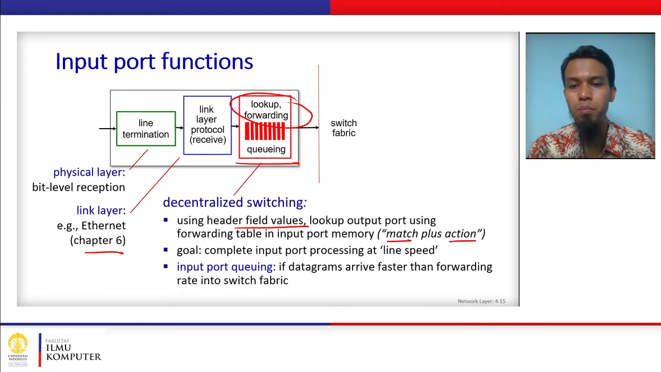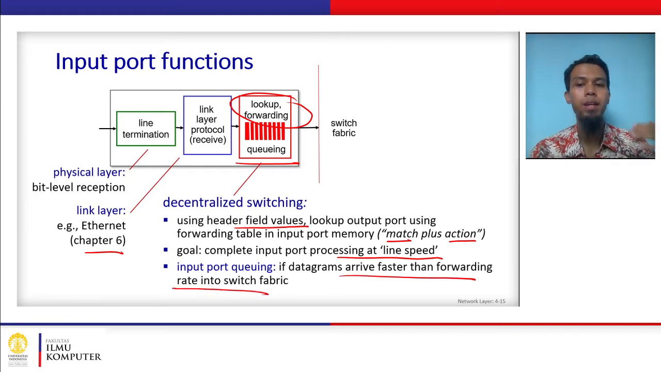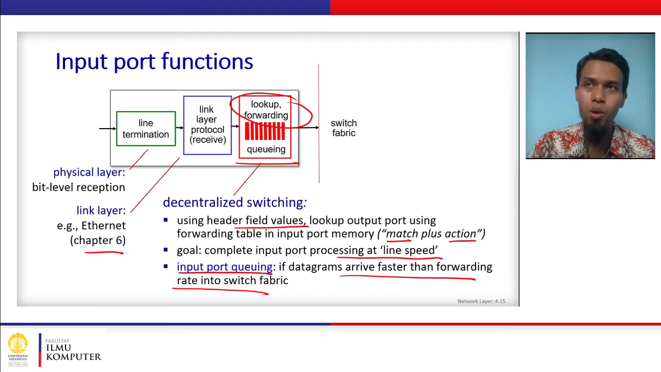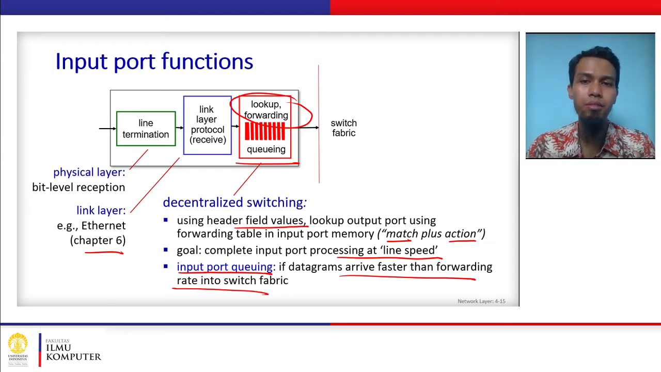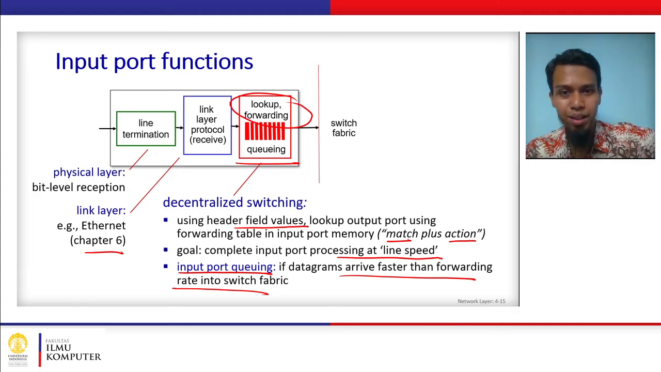Our goal is to complete input port processing at line speed, meaning we have to do it as fast as possible. But if datagrams arrive faster than the forwarding rate into the switch fabric, then there will be input port queuing. We can flash back to the queuing delay: why is there a queuing delay, and why is there congestion? One of the factors is that the packet arrival rate is faster than the forwarding rate into the switch fabric. At this point, we are not talking about the outgoing side yet, right?